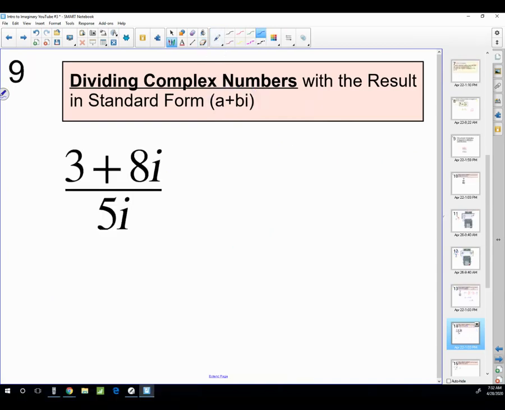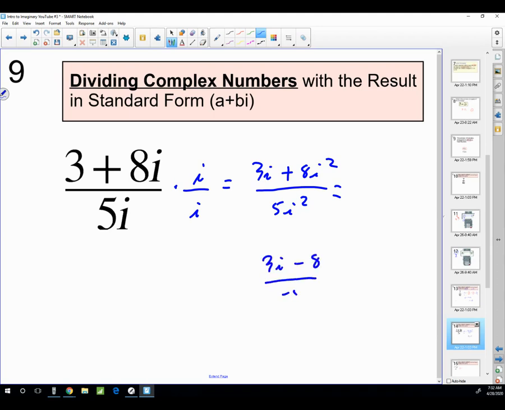Moving on. All right, so that's kind of the same thing. You might want to pause the video and see if you can get that right. So we would again multiply top and bottom by i over i, and this would be 3i plus 8i squared over 5i squared. And each one of those i squareds becomes -1. So I'm going to write this as 3i minus 8 over -5.